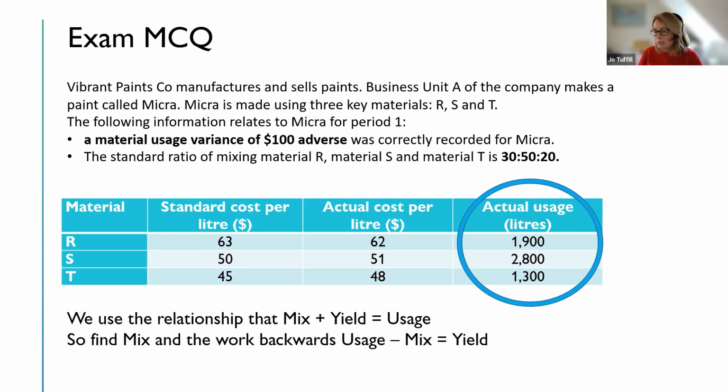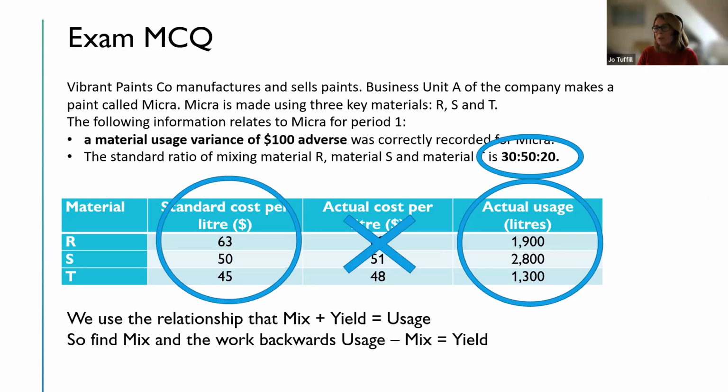We've got actual usage in litres. Right, and that needs to be put into the standard mix, then compared to the actual mix. And we need to use the standard cost per litre, not the actual cost per litre, remember. So again, there's another distractor there for you. And remember, you've been given the usage variance at the top. So once you find the mix, you can then find the yield. So we need actual quantity in the standard mix minus actual quantity in the actual mix at the standard cost.